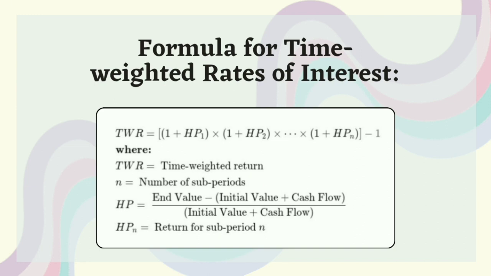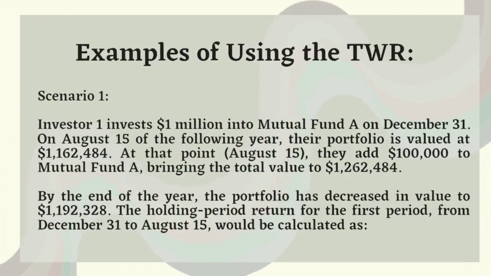Next is to create a sub-period for each period that there is a change in cash flow, whether it's a withdrawal or a deposit. We'll be left with multiple periods, each with a rate of return. Add 1 to each rate of return, which simply makes negative returns easier to calculate. Last is to multiply the rate of return for each sub-period by each other and subtract 1 from the result to achieve the TWR.